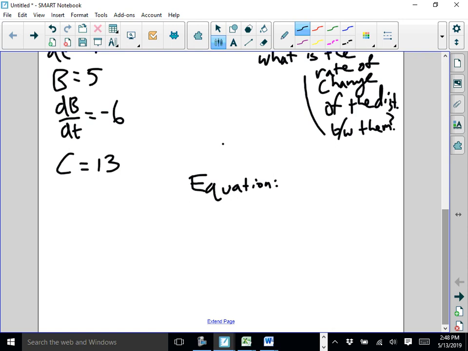Sometimes it's more straightforward. The equation here that relates the sides of a right triangle to each other is one of the most important equations in all of math, and that's the Pythagorean theorem. You will absolutely be expected to know the Pythagorean theorem. So here we know our equation would be a squared plus b squared equals c squared.